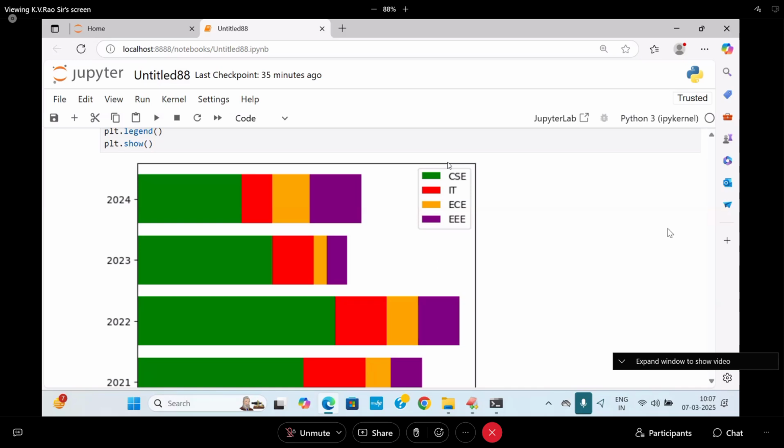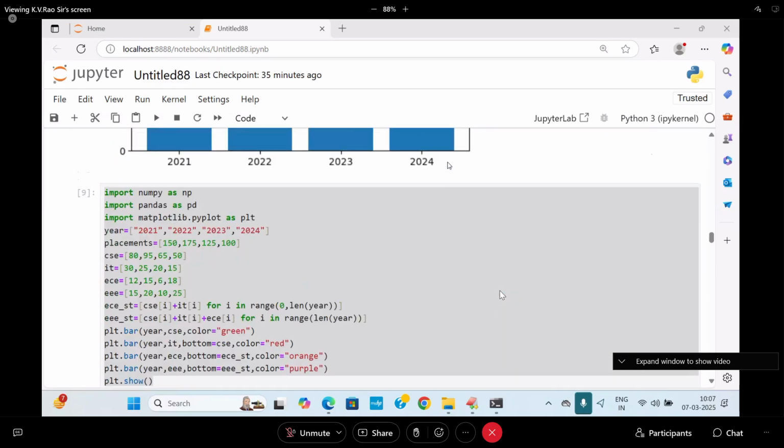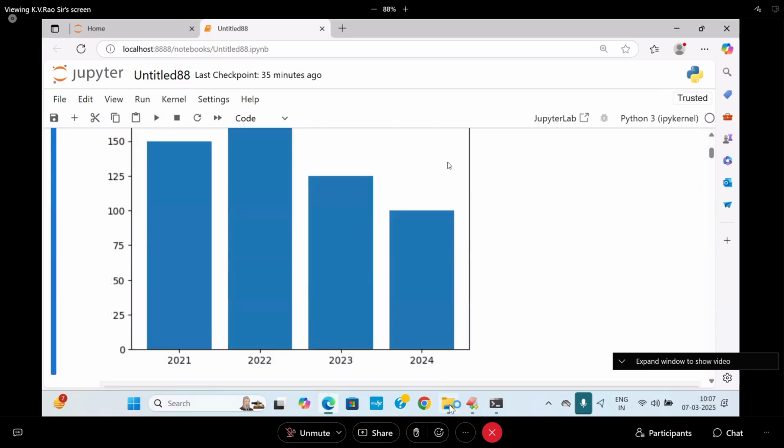So this is related to online students. I hope you are understanding this kind of horizontal bar plot and vertical bar plot. This is done. How many types of bar plots? Four overall. One is the vertical bar plot, the horizontal bar plot, the stacked vertical bar, and the stacked horizontal bar. That comes under another plot here.